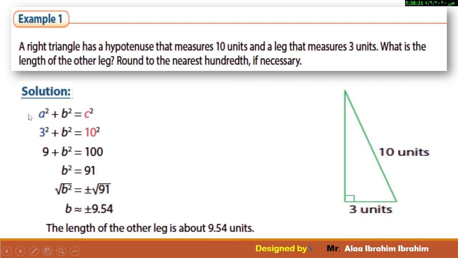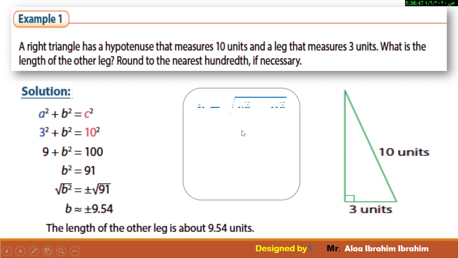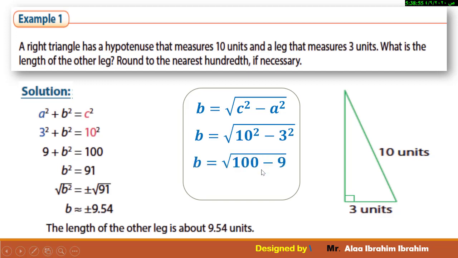Maybe I prefer the other way. You have to write this and discover I need to find a leg. The side here is not given, so I have to decide plus or minus. To find a side or leg of the two legs, I have to subtract. So I have to find this b: b is the square root of c power 2 minus a power 2. So I make it 10 power 2 minus 3 power 2, then I have the same result. Finally I have 9.54.